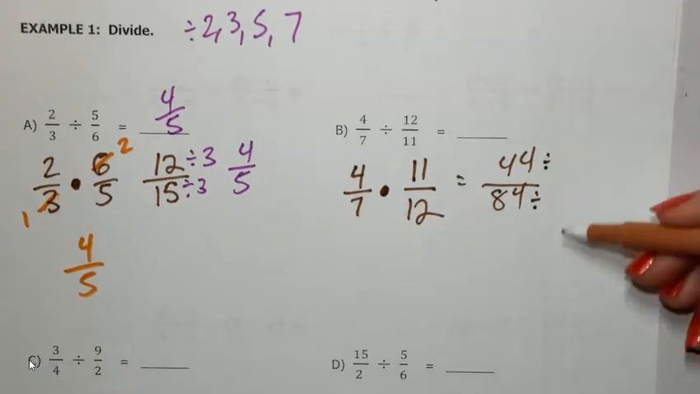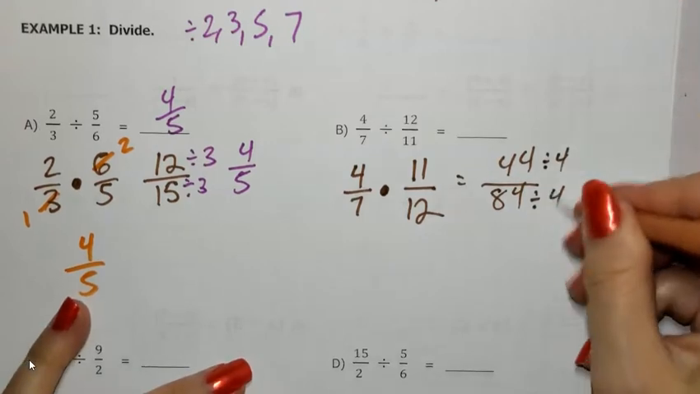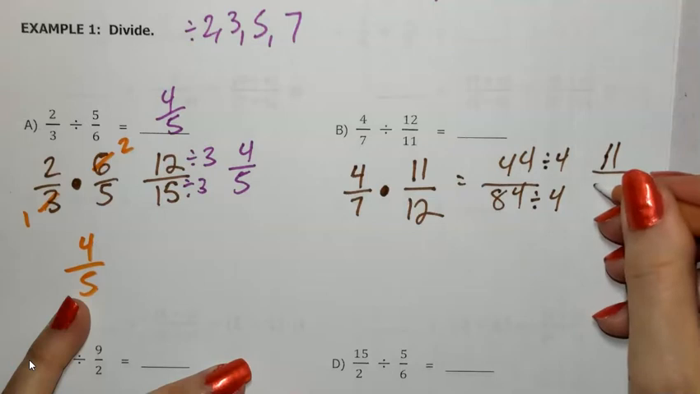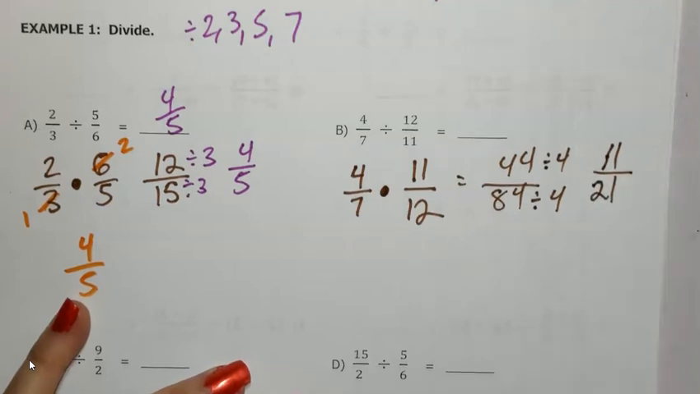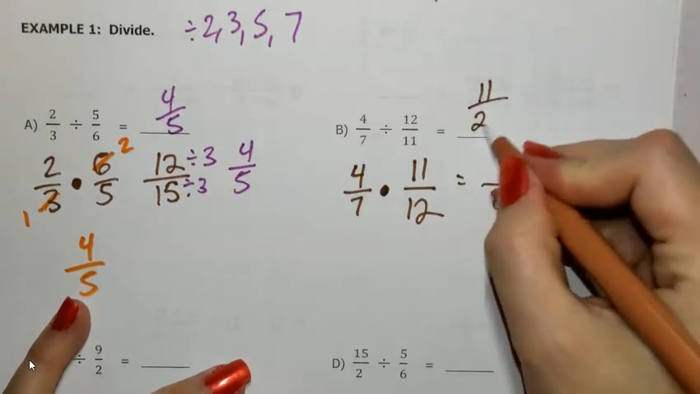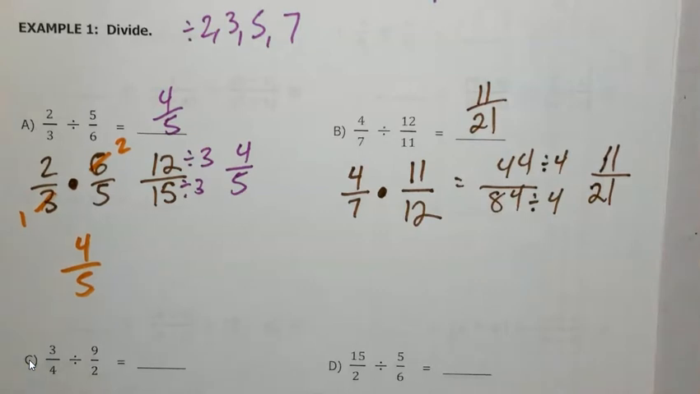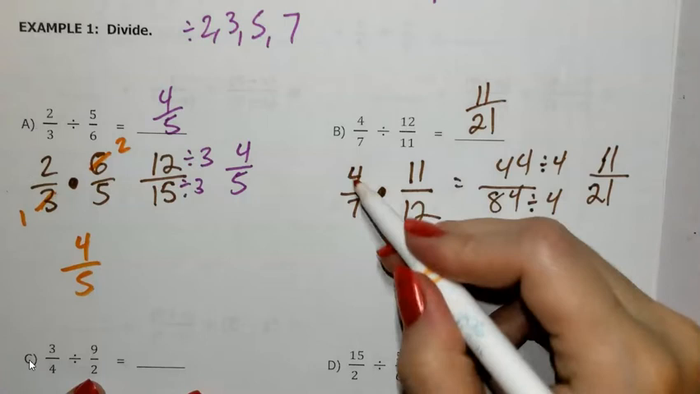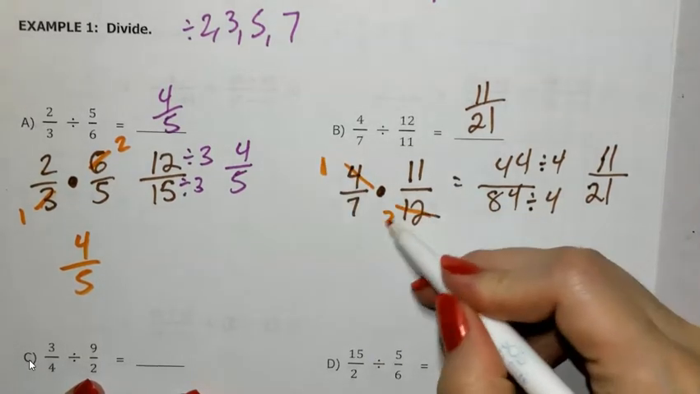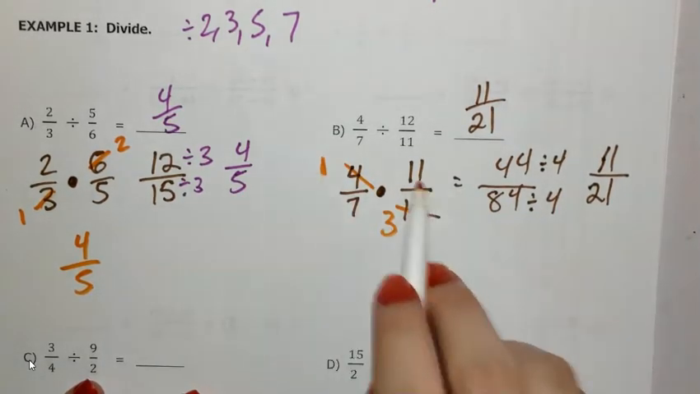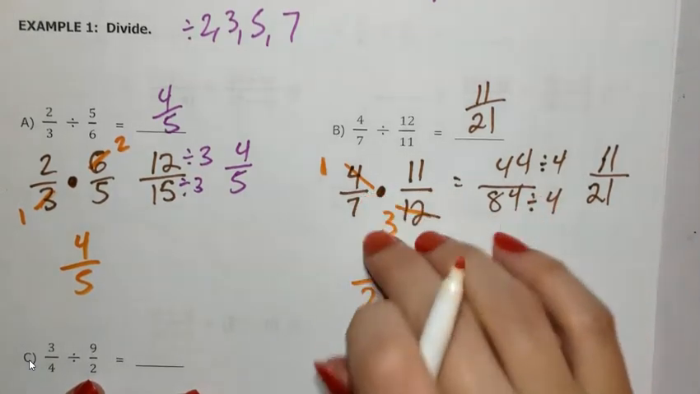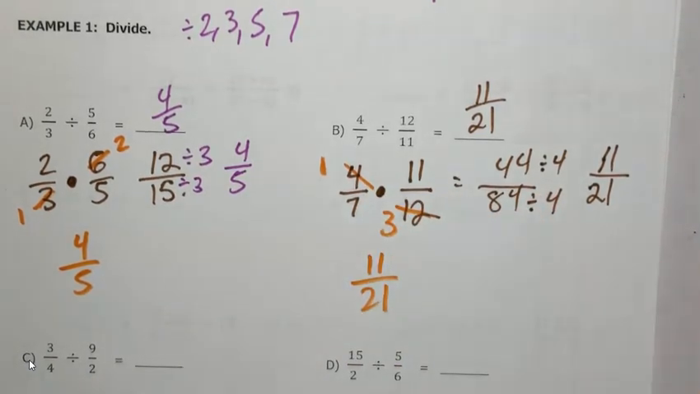From here, what are we going to divide out 44 and 84? What can we divide? 4, okay. 44 divided by 4 is 11, and 84 divided by 4 is 21. So that's your reduced fraction. Of course, you could also simplify these out. 4 over 12 reduces to 1 over 3. 11 times 1 is 11. 7 times 3 is 21. So this is one method. This is another method. You can use either one.